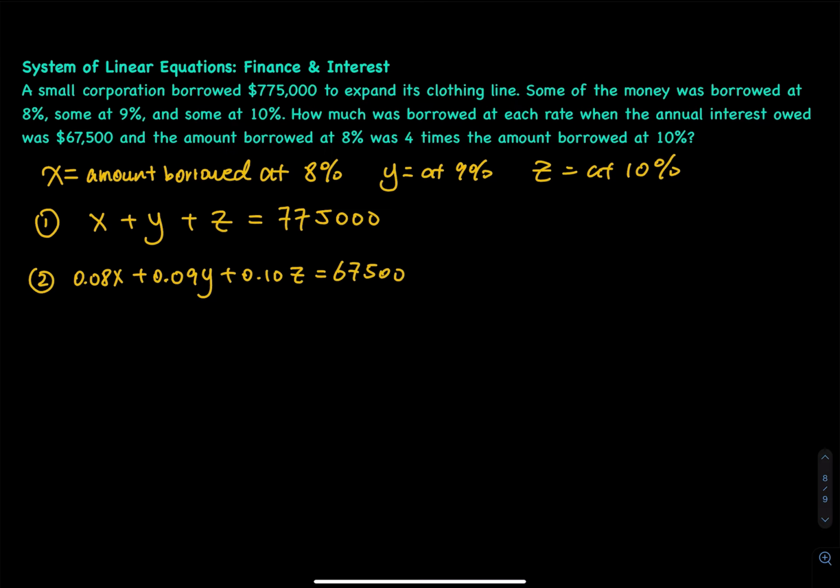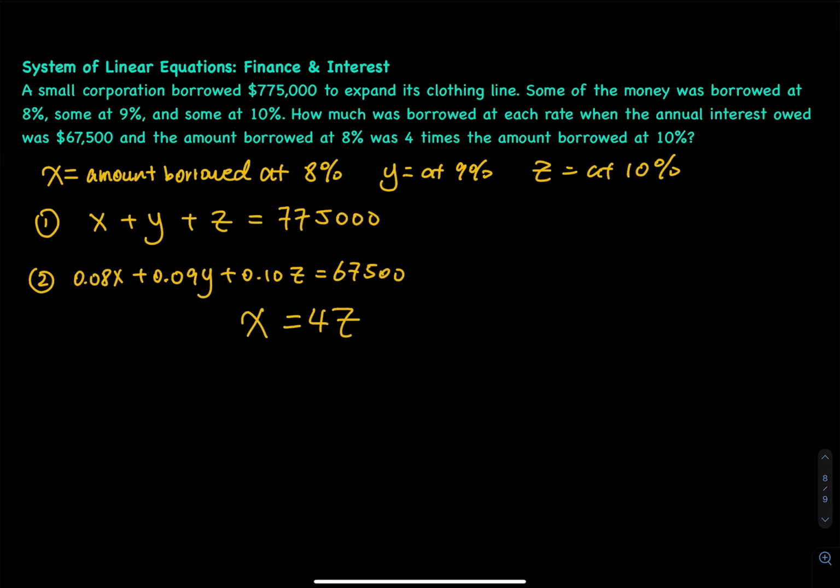So let's say I have $40, then how much do you have? My amount is 4 times greater than yours. So that means if you take your amount and multiply by 4, that is equal to mine, right? Let's say I have 16 and you have 4. So 4 times your 4 is equal to 16. So you take the amount borrowed at 10%, 4 times that, which is 4z, and that is equal to the amount borrowed at 8%, which is x.